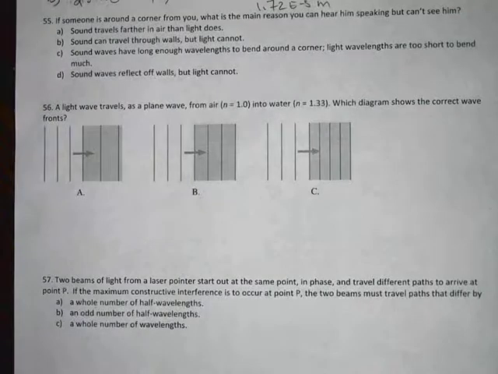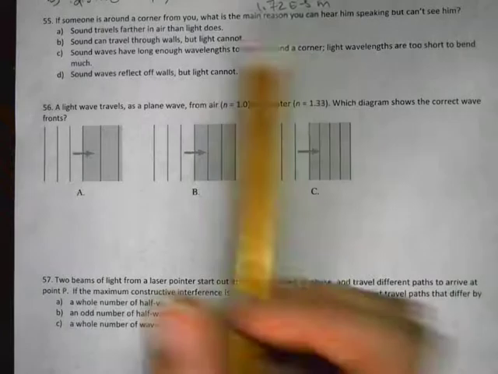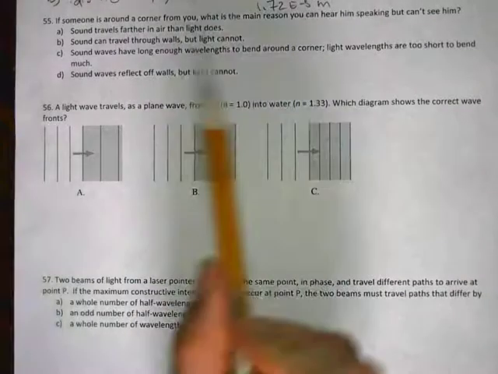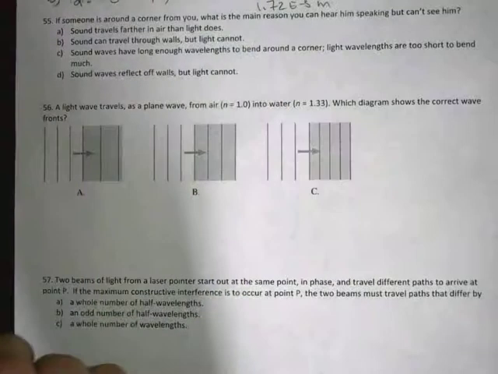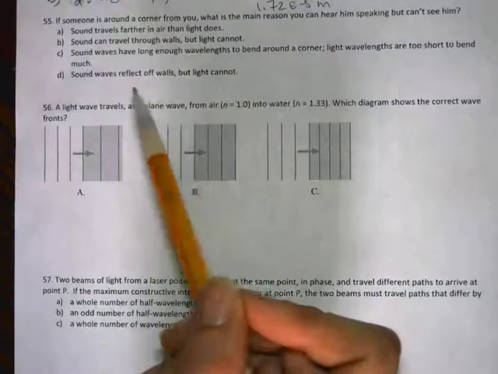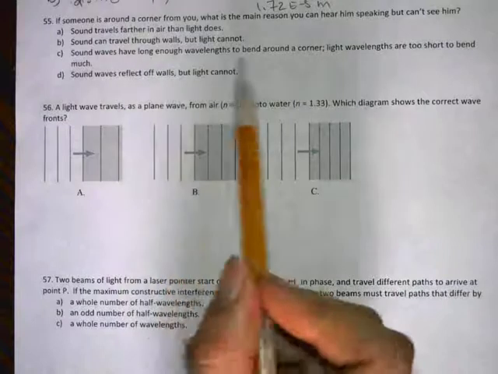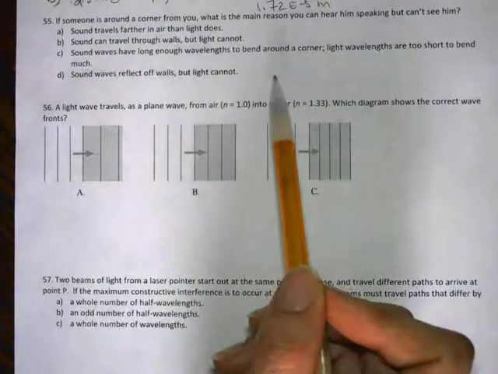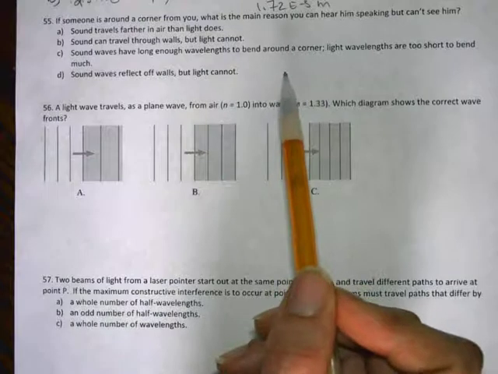All right, continuing on with waves. Someone around the corner from you, what is the main reason you can hear him speaking, but you cannot see him? So we've discussed this in class. We observe the wave nature of things when the wavelength of whatever wave it is that you're talking about is comparable to the size of the obstacle.